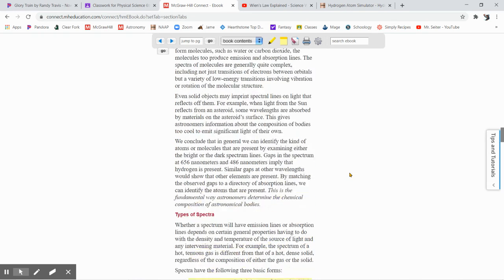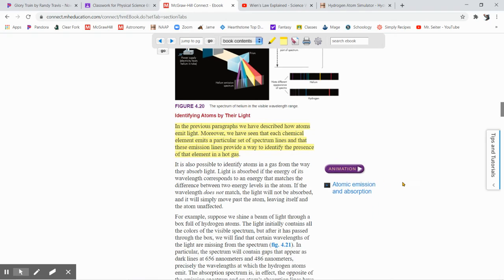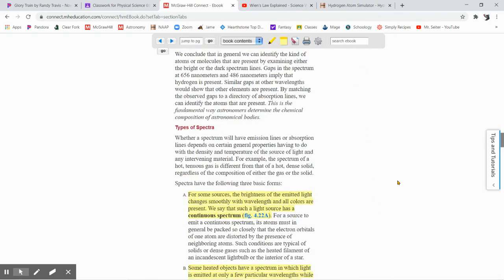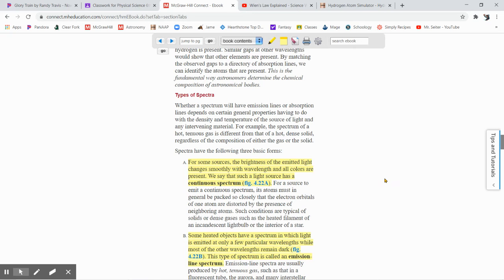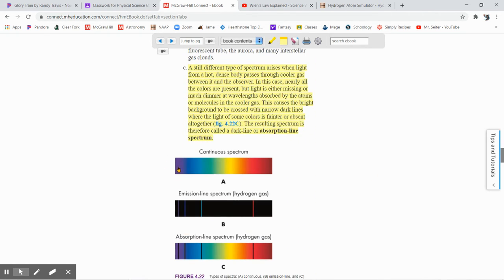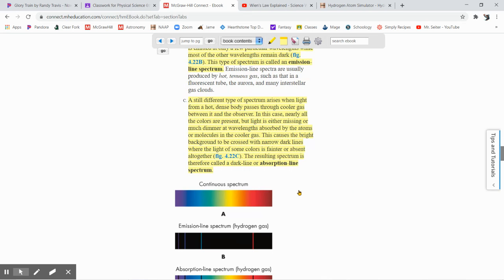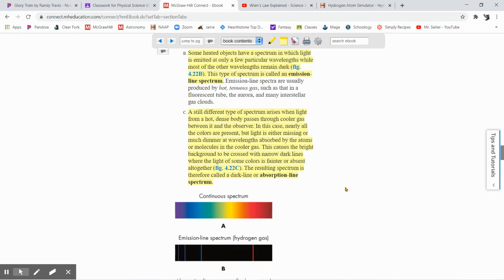Now there are types of spectra. Okay, we looked at this up here, identifying atoms by their light, and each element gives off a different spectrum. There are three types of spectra. Three types. For some sources, the brightness of the emitted light changes smoothly with wavelength, with all colors present, and that is a continuous spectrum. This is what we saw out of those tubes when we looked at the lights in my room, right? That is a continuous spectrum, one like this.